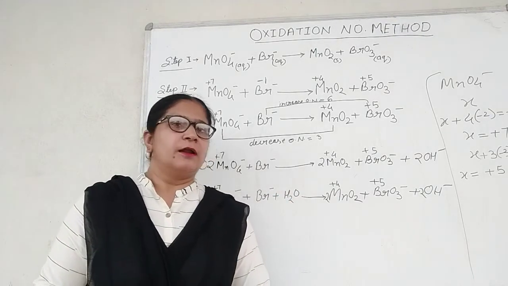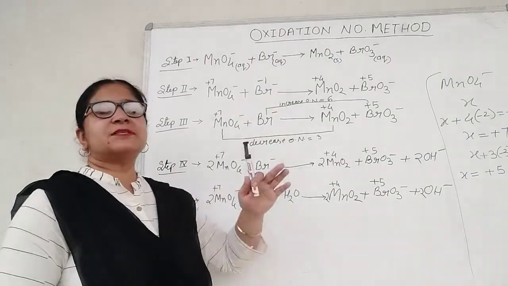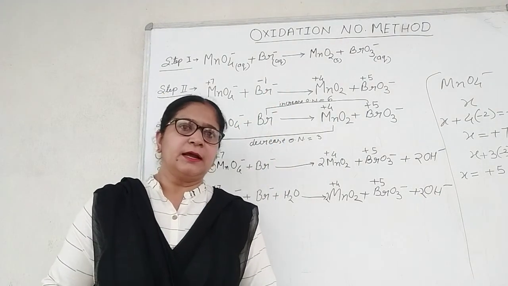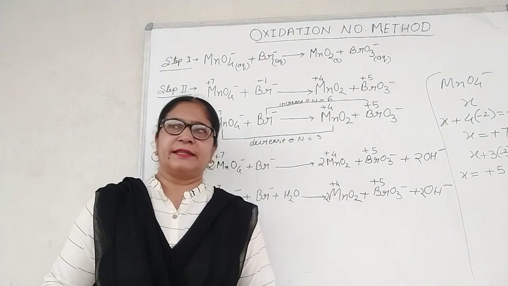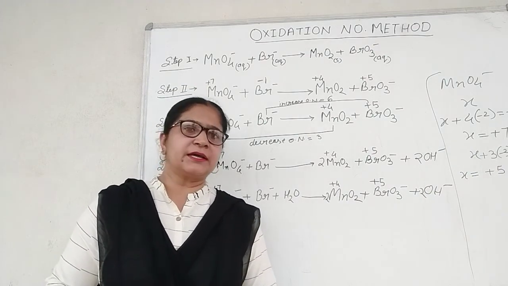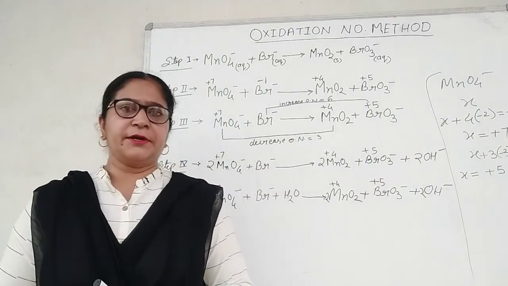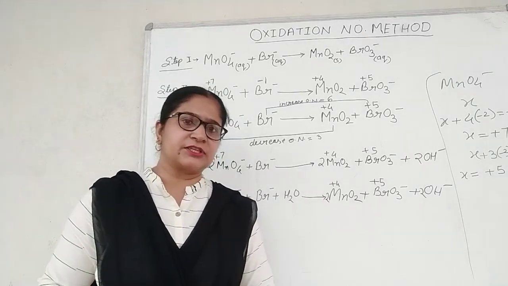Now our first method, the oxidation number method, is completed here, and the second method, that is the ionic method or half reaction method, we will discuss in our next class.